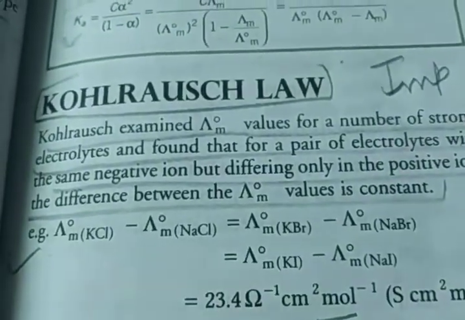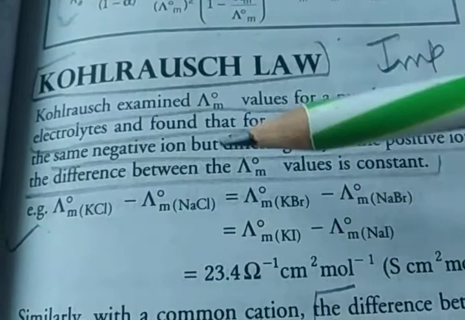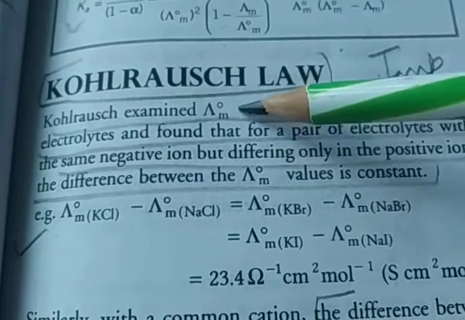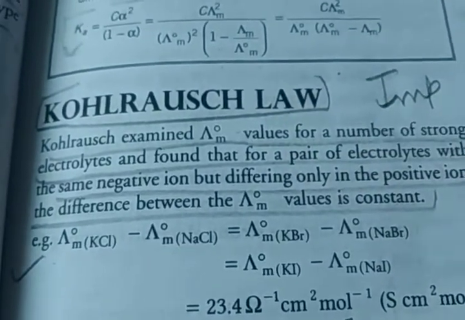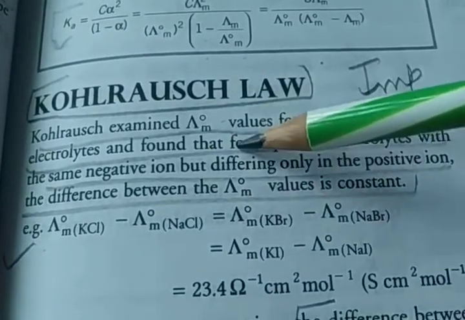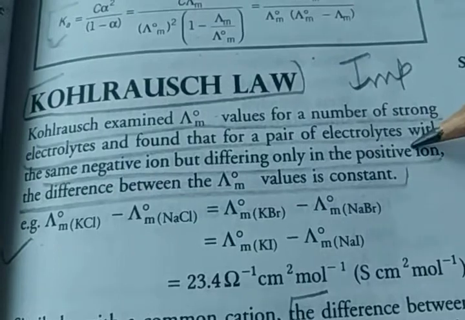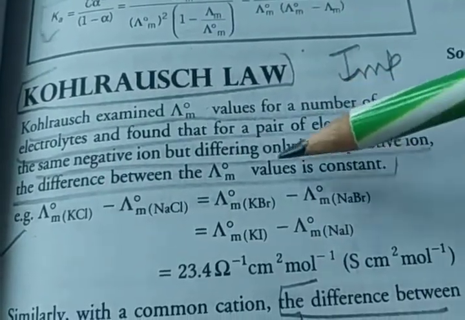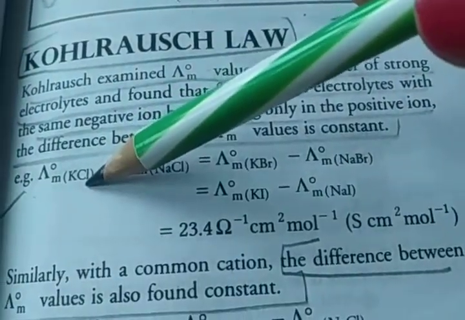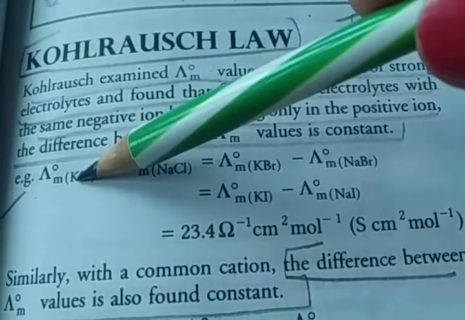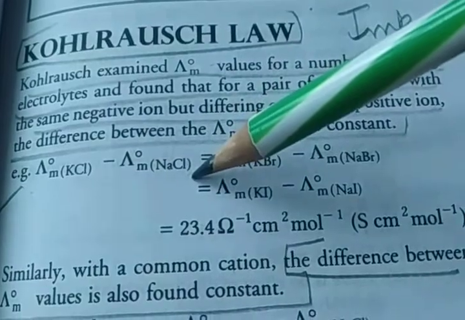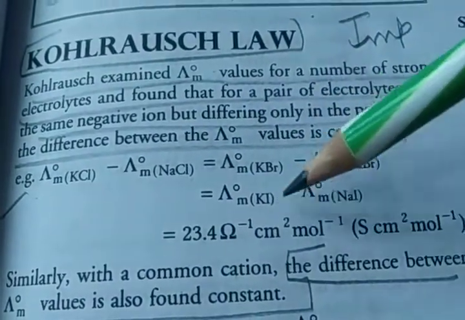Then Kohlrausch law. Kohlrausch examined limiting molar conductivity values for a number of strong electrolytes and found that for a pair of electrolytes with the same negative ion but differing only in the positive ion, the difference between the limiting molar conductivity values is constant, like KCl and NaCl. So here limiting molar conductivity for KCl minus limiting molar conductivity for NaCl. Same for KBr and NaBr, KI and NaI.